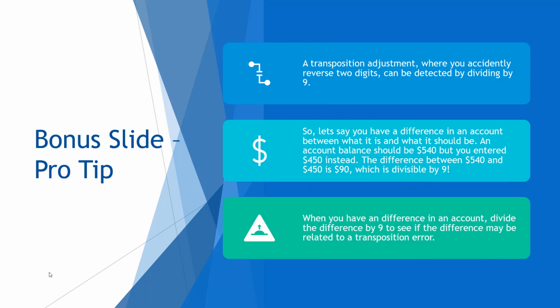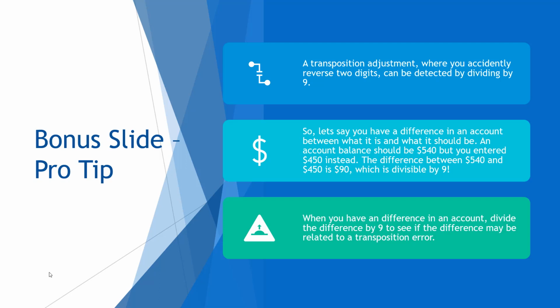Now, transposition adjustments. A transposition is when you flip a number, any two numbers, by accident, i.e. it's the common "I fat fingered a number when I put it in." When you have a transposition error or transposition adjustment, you can usually detect it by dividing the difference by 9. It's fascinating how this works, but it truly does work.